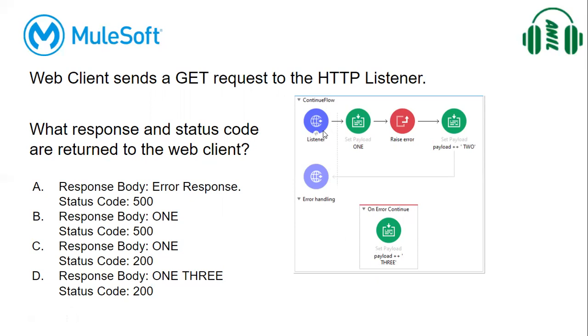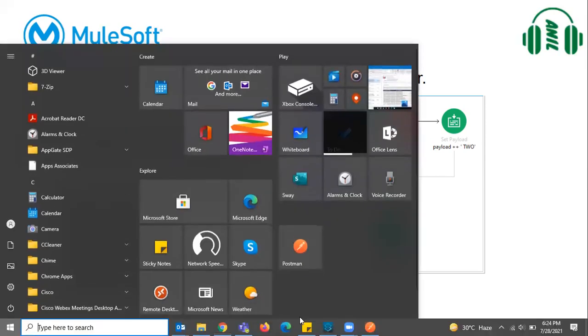Once we receive a request, here we are adding 1, and then in exception handling, we are adding 3. So the answer for this is D: response body 1, 3 and status code 200. If it is on error propagate, then definitely the answer is A: error response and status code 500. So let us move on to the next question, and also let us execute this one in the studio.